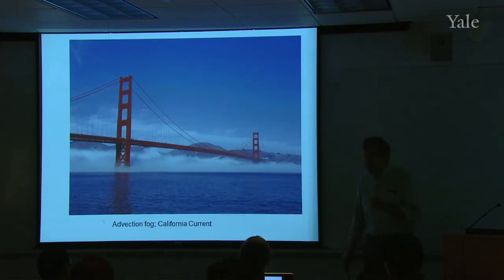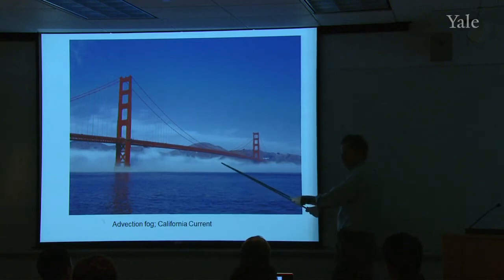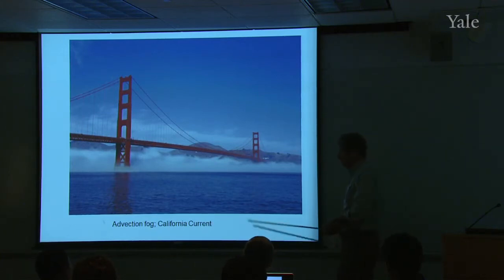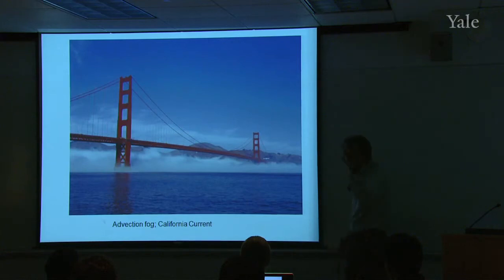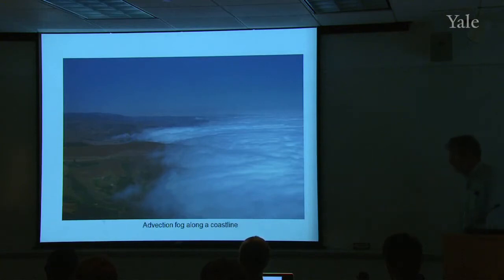Remember, this is not sea smoke. Sea smoke was the opposite. This is cold water, warm air. Remember, sea smoke was just the opposite of that. Here, you're not gaining water from the ocean, you're losing heat to the ocean and causing the fog to form in that way. Here's another example of advection fog along a coastline.